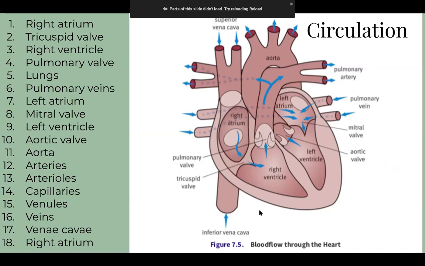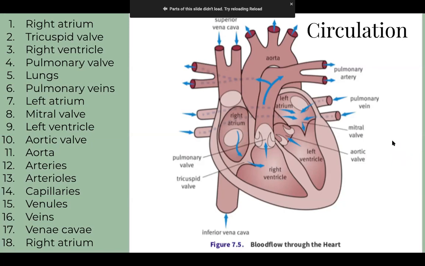So right now we're at the point where blood has reached all different parts of the body. It's going to come back in to the inferior vena cava in some cases, to the superior vena cava in some cases, and once that comes back into the vena cava, it's going to enter back into the right atrium.